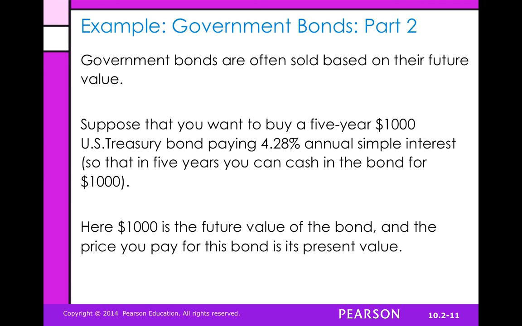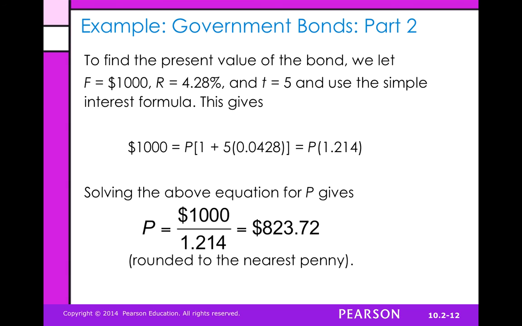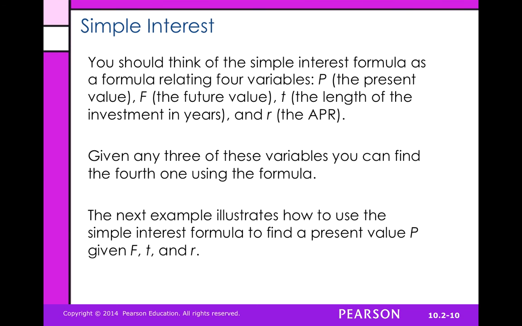So the question is, how much will this bond cost you right now? So in other words, what's the present value? That's the amount of money you have to pony up right now to get $1,000 in the future. So to find the present value, notice we have three of the four variables. We have the future value, we have the APR, and we have the time amount. So we'll use the simple interest formula, and let me just scroll back up to it real fast.